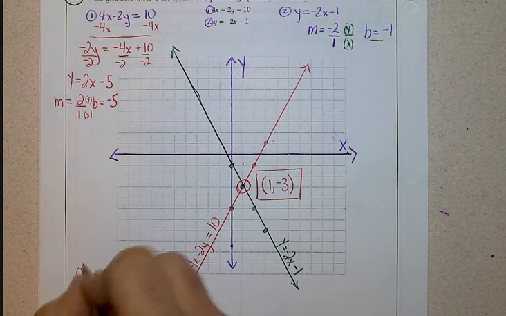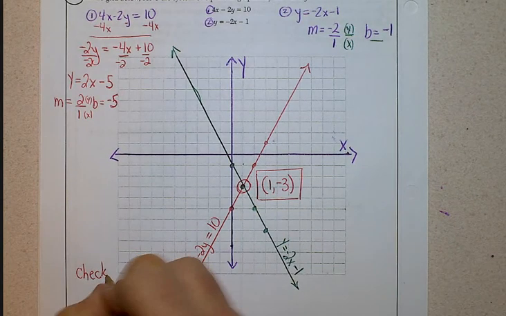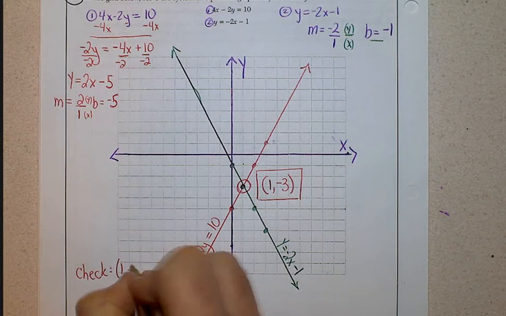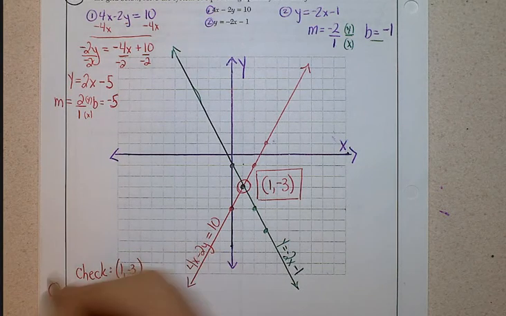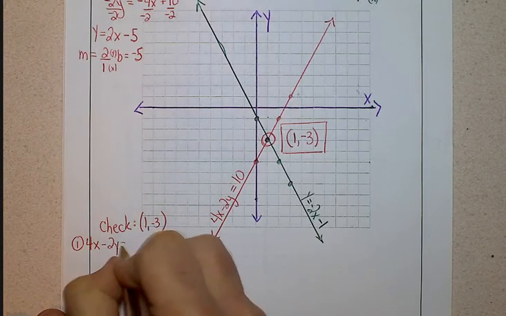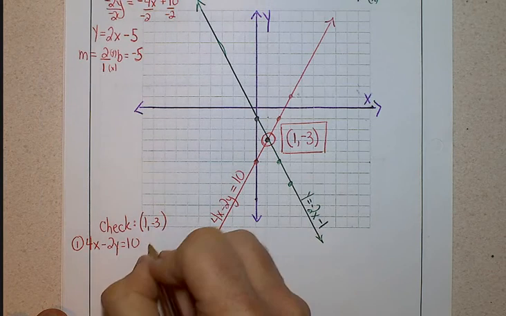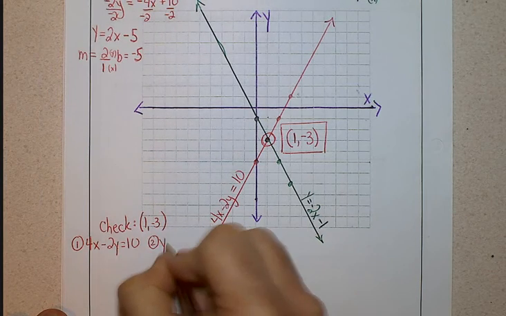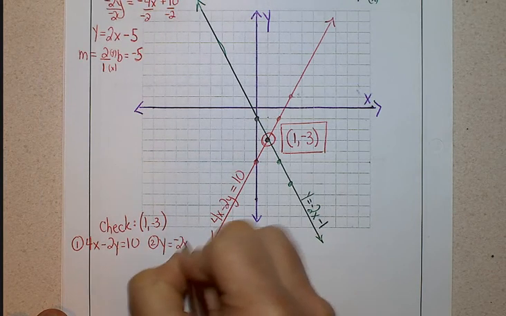And of course, I'd like to see a check. So we're going to check that answer, 1 comma negative 3. You're going to write both equations down. Move this up so you're going to see it all. 4x minus 2y is equal to 10. And the second equation, y is equal to negative 2x minus 1.